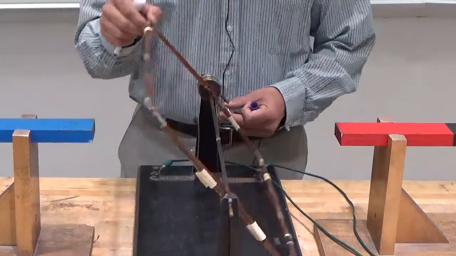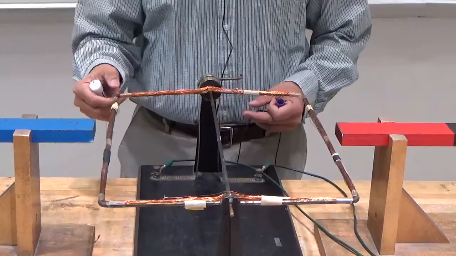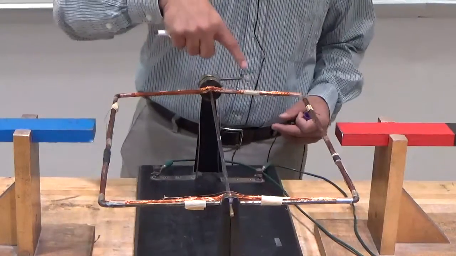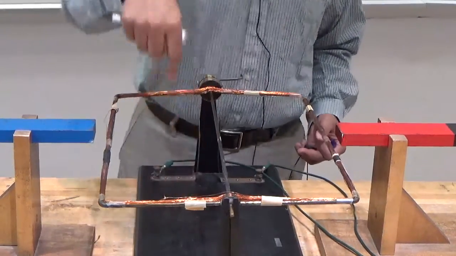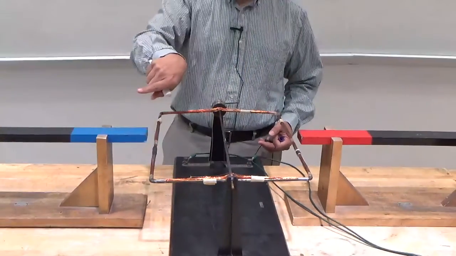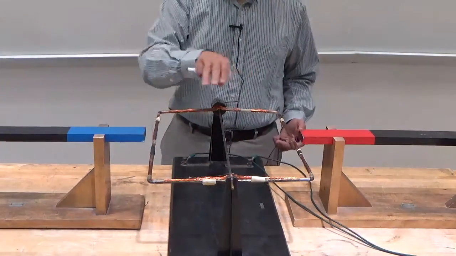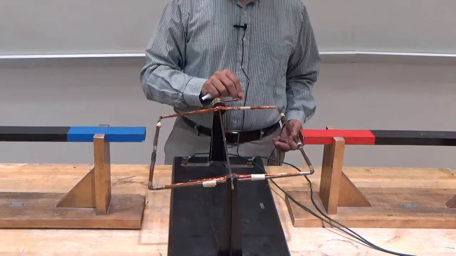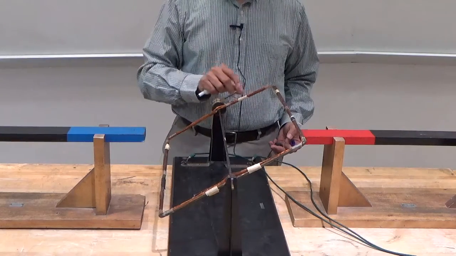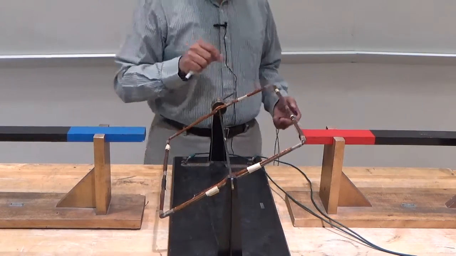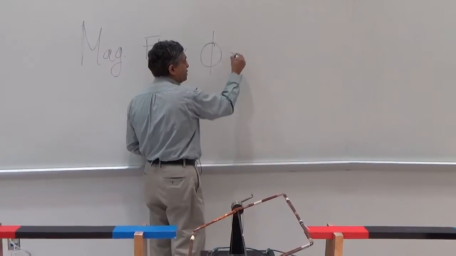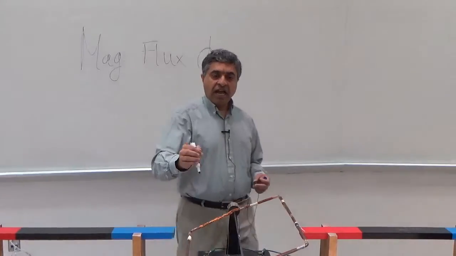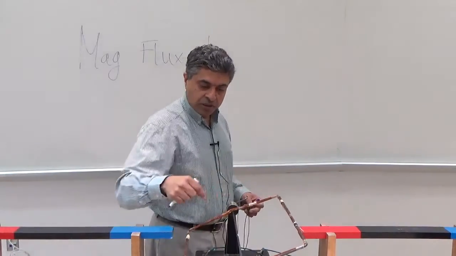If you put it this way, this is the loop, and the normal to the loop is pointed this way. How many are going through the loop? Well, not very many. Very few are going through the loop. And if I put it at an angle, some fraction of them are going through the loop. So things are changing.